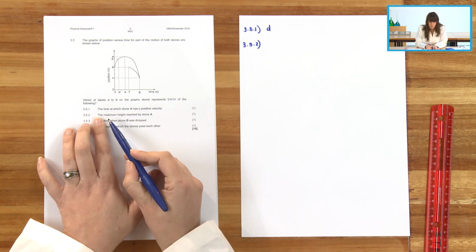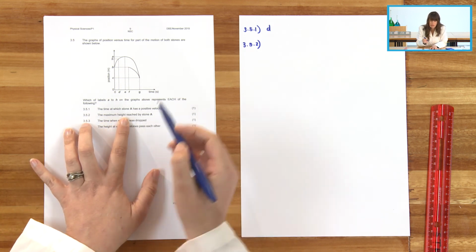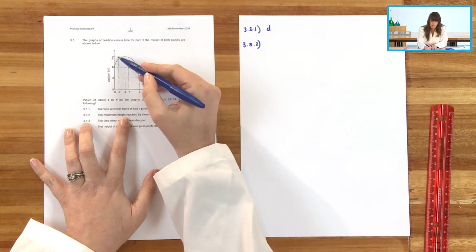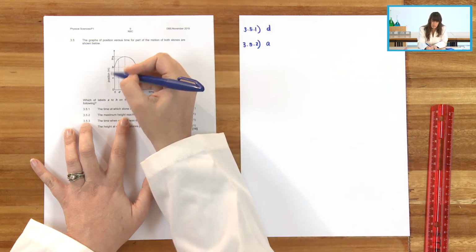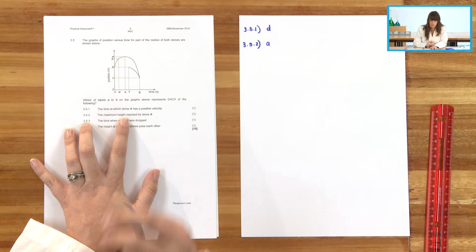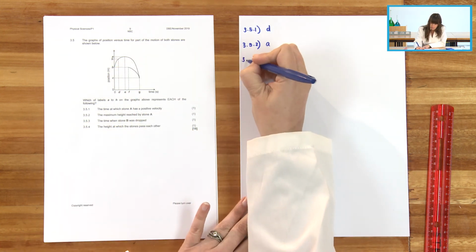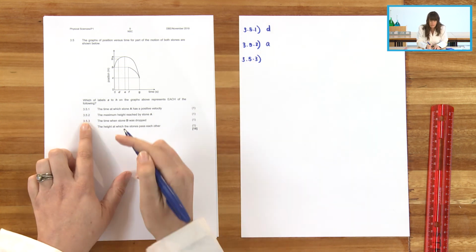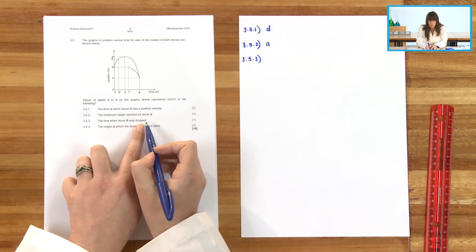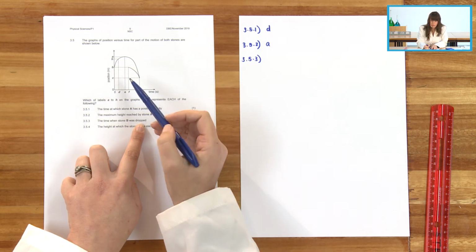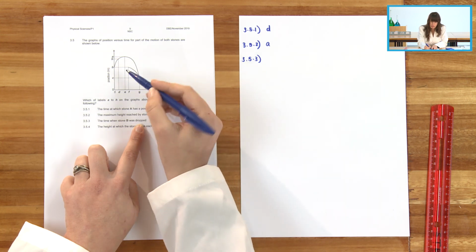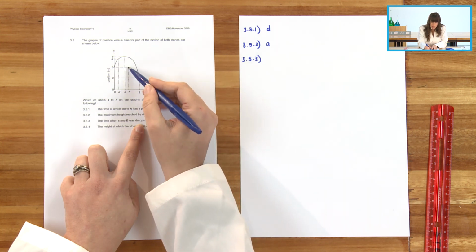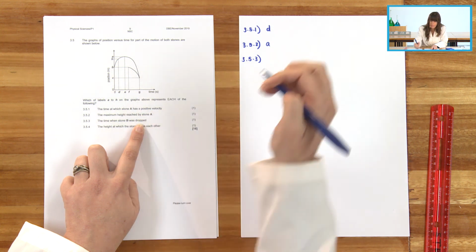3.5.2 asks what is the maximum height reached by stone A? Well, our maximum is A, right? There's our maximum height. It's the top of the position versus time graph, and so it is A. 3.5.3, we are looking for the time when stone B was dropped. Well, we've got two graphs here, and stone B was this second graph, and so here it was dropped at time F.